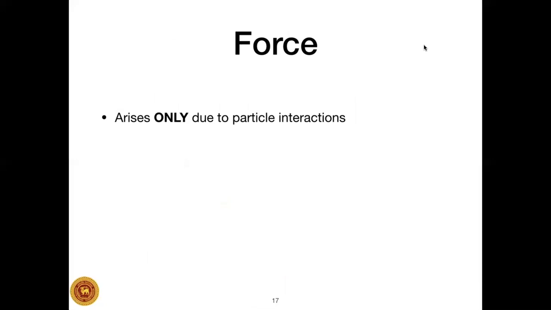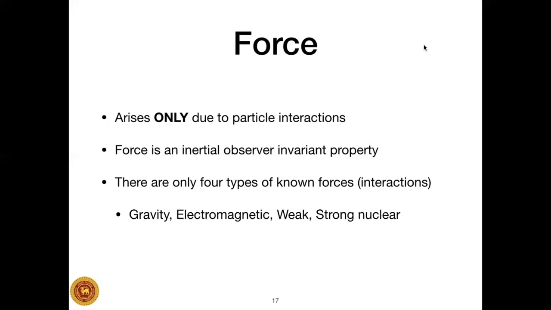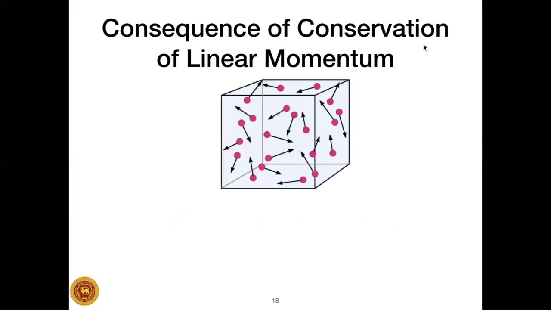So let's be a little more precise and summarize what we have talked about so far. Forces arise only due to particle interactions, and the force is an inertial observer invariant property. Why? Because that law holds in all inertial frames. And there are only 4 types of known forces or interactions: gravity, electromagnetic, weak interactions, and the strong nuclear interaction. So if you just look at one particle and replace all these other interactions between particles with what we call the force, you get Newton's equations. m times x double dot is equal to force, or m times acceleration is equal to force, or the rate of change of momentum is force.